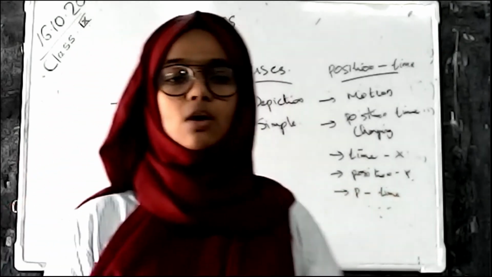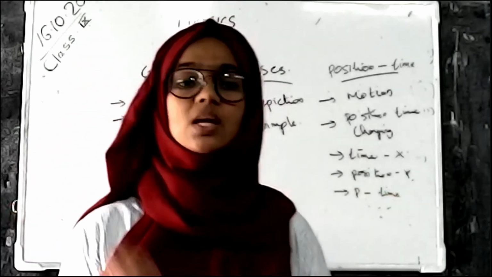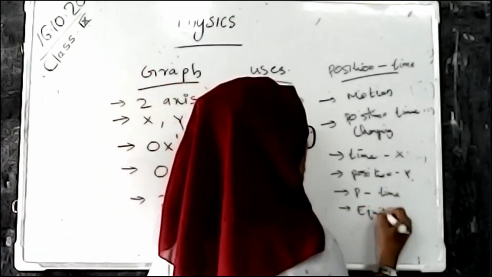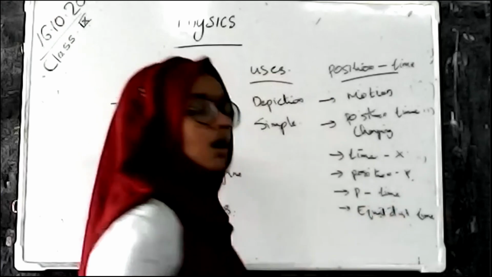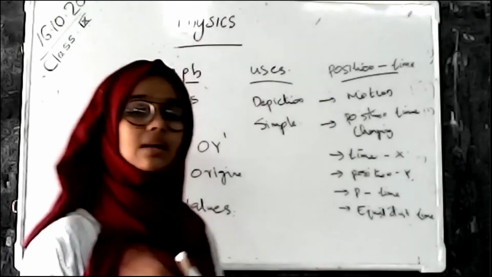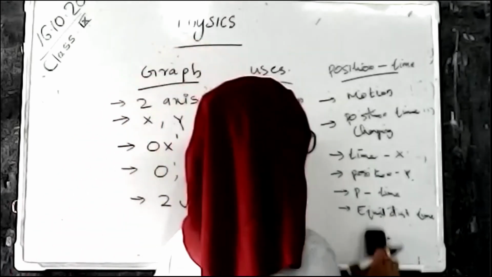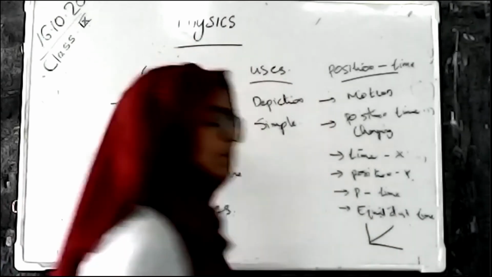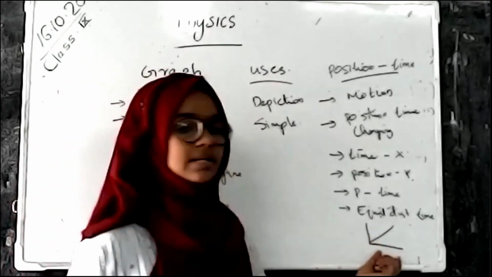And when a position time graph is a straight line, the body is moving in equal intervals of time covering equal distance. Equal distance in equal intervals of time. Only in this condition does the position time graph show a straight line. It is like this. This straight line must be obtained when the body is moving equal distance in equal intervals of time.